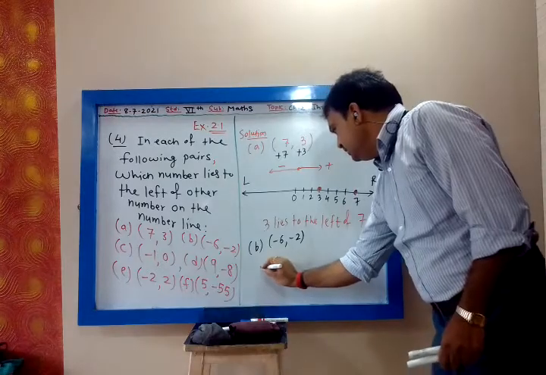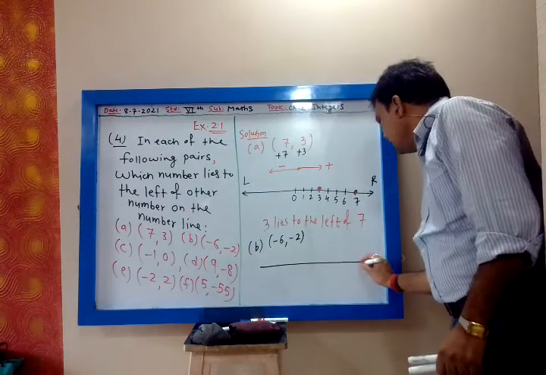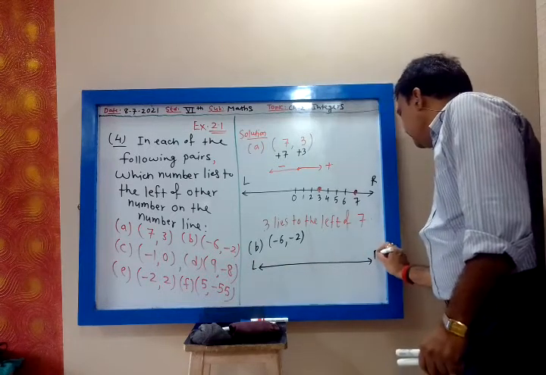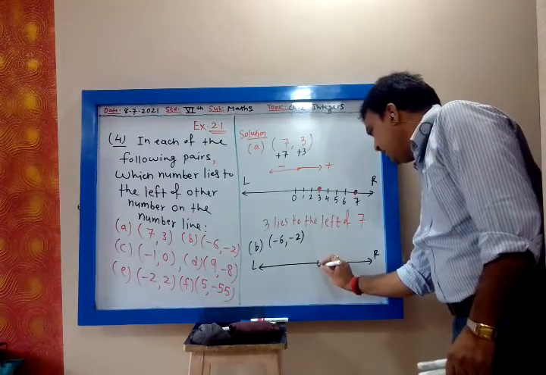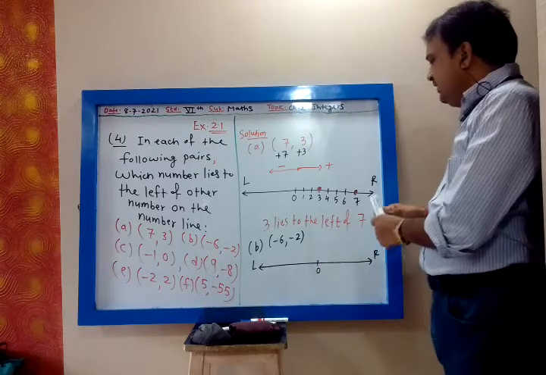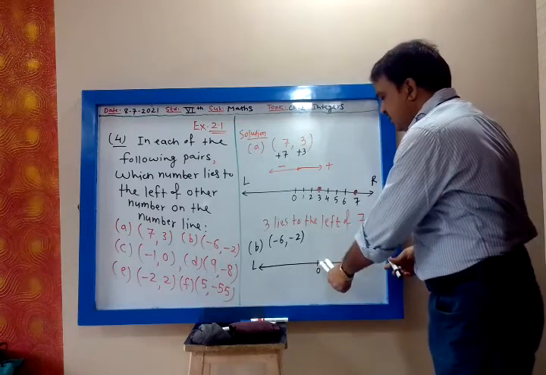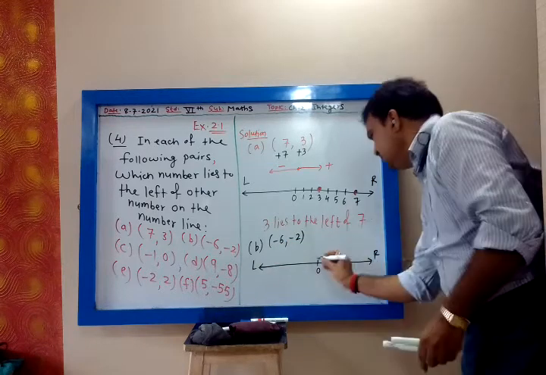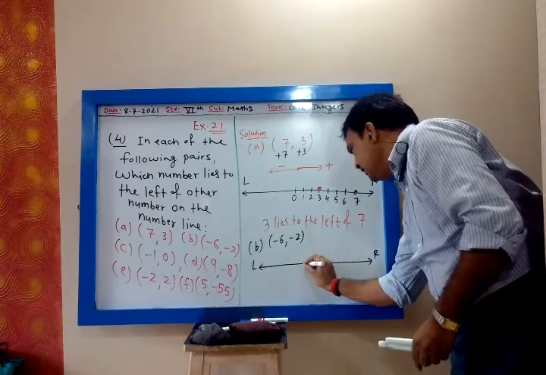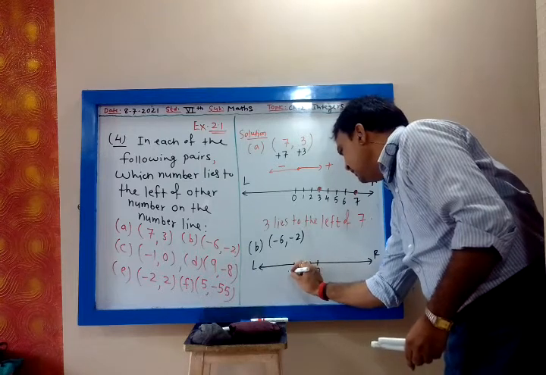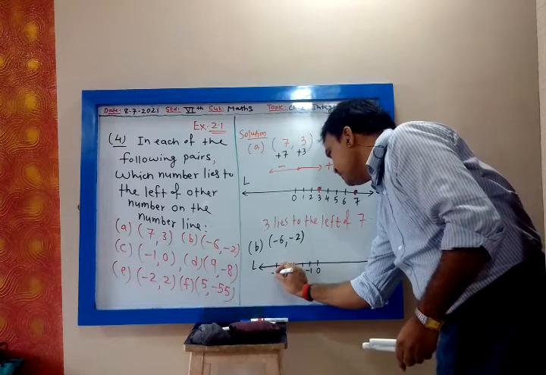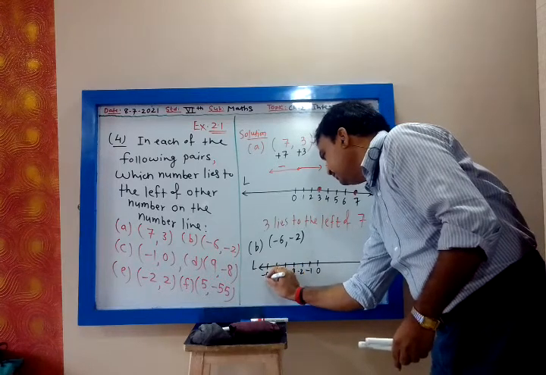Okay? So this is my number line. This is my left side. This is my right side. In the center we have 0. Now minus 6 and minus 2 both are negative, and negative numbers are to the left of 0. So this is my minus 1, minus 2, minus 3, minus 4, minus 5 and minus 6.